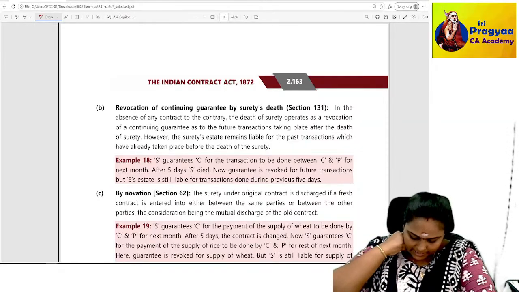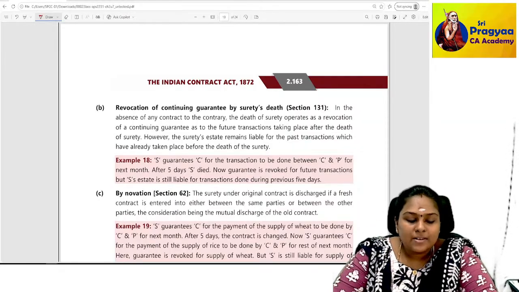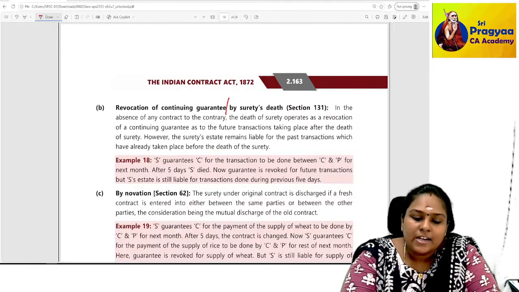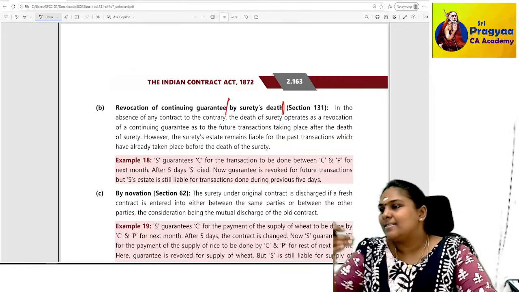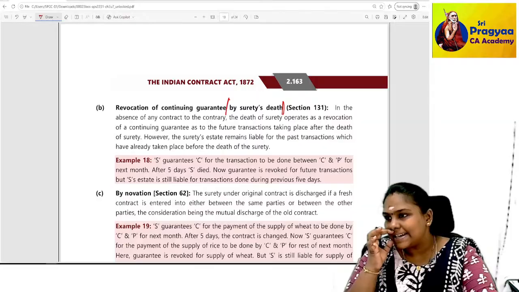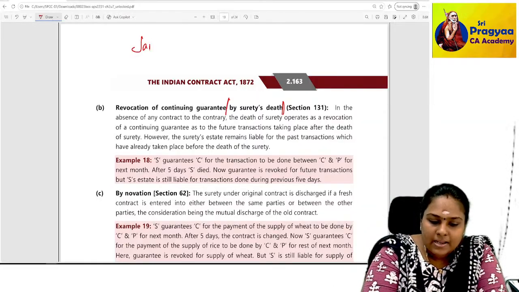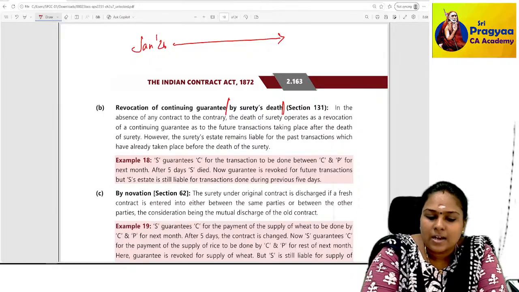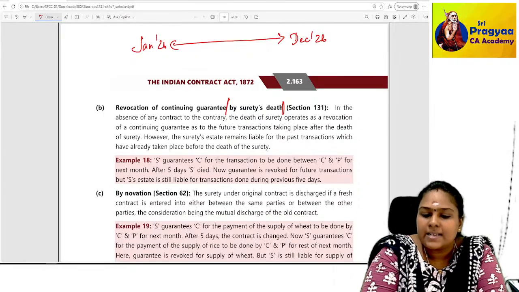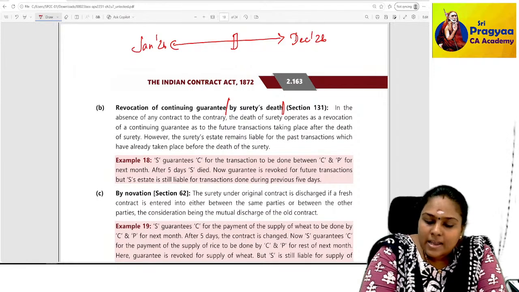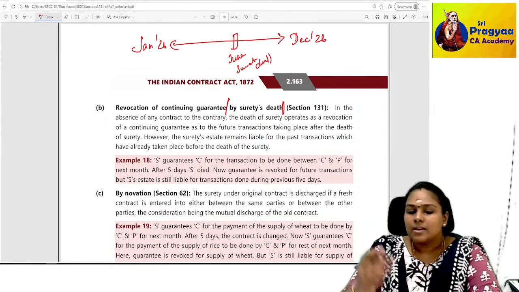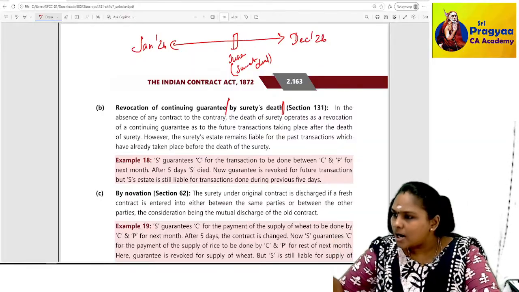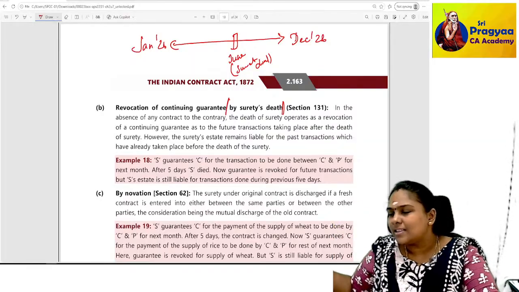Did you go through example 17? Good. Okay, next area, revocation of a continuing guarantee in case of surety's death. Guarantee is automatically revoked when the surety dies. Correct? Let us take the same example. From January 26, I am giving a continuing guarantee up to December 26. Now, say for example, in the month of June, someday, surety died, passed away. Now, what happens to the continuing guarantee? Automatically, it is revoked. The person who gave the guarantee is no longer alive.